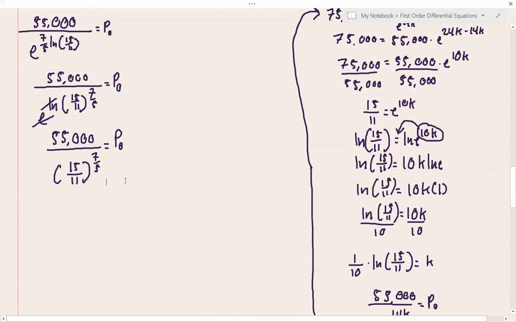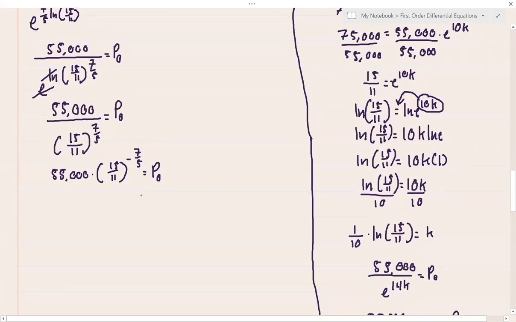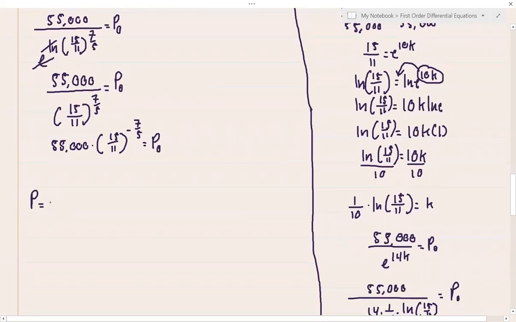That's it. Okay? Or kapag pansin mo, mas gusto mo siyang itaas, walang problema. So we can have 5,000 times 15 all over 11 raised to negative 7 all over 5. Pwede naman siya, walang problema with that. Alright? So, yeah, that's it. Okay? So that is now your initial P. So ano yung formula natin kanina? Di ba we have P is equal to P0 e raised to KT. So na yun, pwede natin siyang i-substitute lahat.